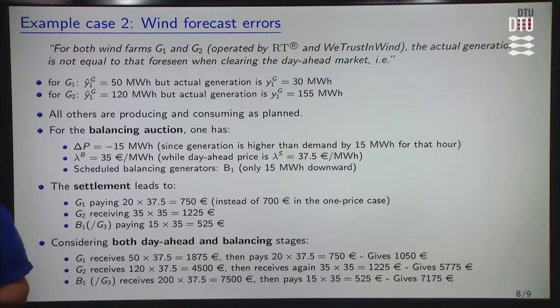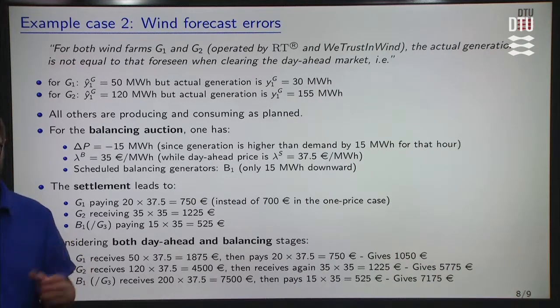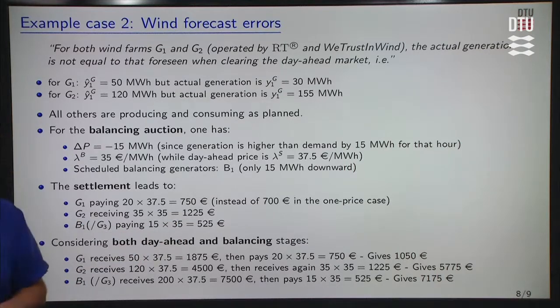And this is where we have a difference between the one price and the two price settlement. As explained before, G1 is actually helping the system, not willingly, not voluntarily, but with this unforeseen imbalance, it's helping the system. So it's actually subject to the day-ahead price lambda s instead of lambda b, and there's not going to be any penalization in this case. G2 though has the sign of its imbalance being the same as the overall imbalance. That means G2 is actually contributing to making this imbalance, and therefore G2 receives lambda b, which is the penalizing price. The balancing generator that offered to put the system back into balance is still subject to lambda b, so the calculation is the same as before.